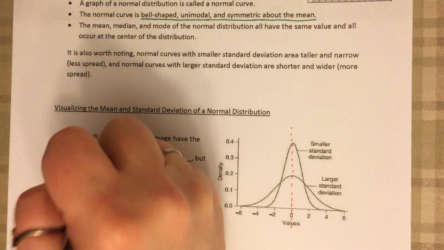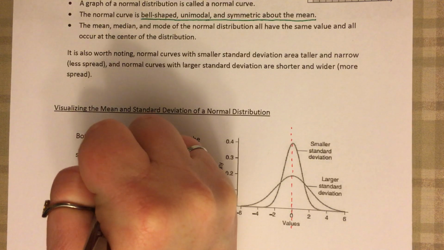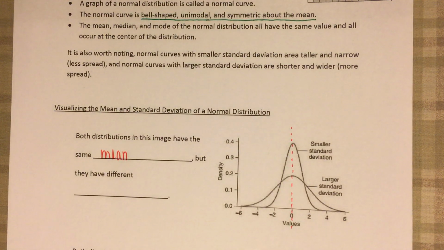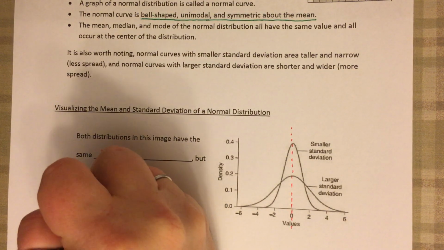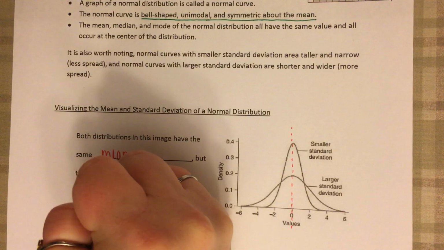So since their middle is the same, that means that they have the same mean. But notice that one of these is much taller. The one that's much taller has a smaller standard deviation. The one that's shorter and wider has a larger standard deviation. So they have very different standard deviations in this example.